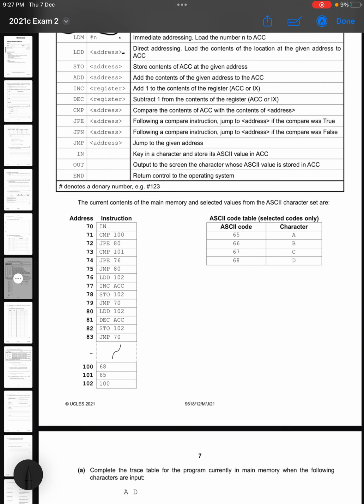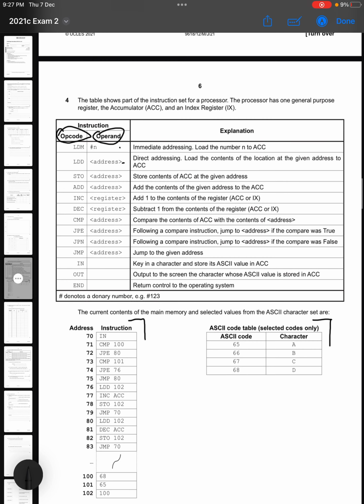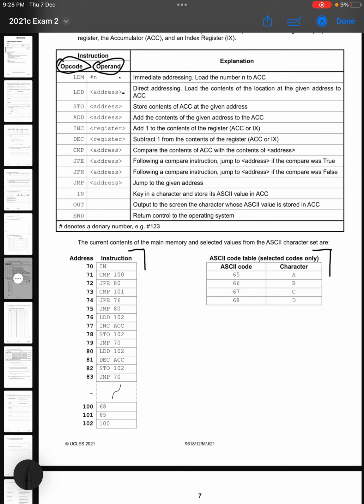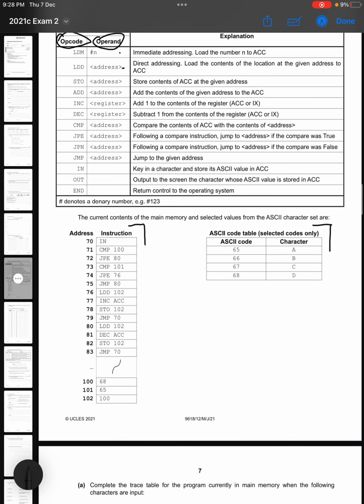We are also given the set of instructions that we have to go through, as well as, in this question, some ASCII values. Now we read that the table shows part of an instruction set for a processor. The processor has one general purpose register, the accumulator, and an index register. And the current contents of the main memory and selected values from the ASCII character set are these two tables here.